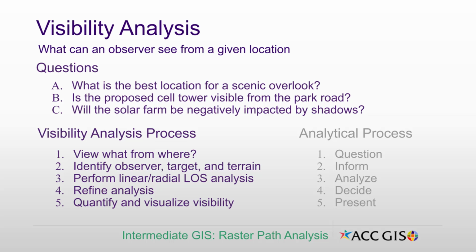And we can use our analytical process, question, inform, analyze, decide, and present, to develop a visibility analysis process. For example, first answering the question, view what from where, then informing your analysis by identifying the observer, target, and terrain. Now we perform our analysis by performing linear or radial line of sight analysis. We need to decide what our findings are telling us and refine our analysis. And last, we present our analysis by quantifying and visualizing visibility.